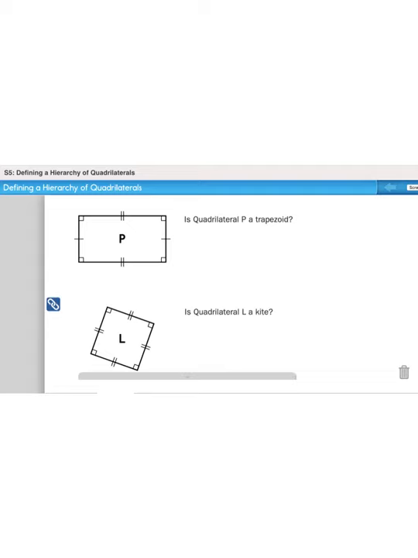Now let's look at quadrilateral L. Is quadrilateral L a kite? Two separate pairs of equal length sides in a kite can be two identical pairs. So all four sides of a kite can be equal in length. So quadrilateral L is also a kite.